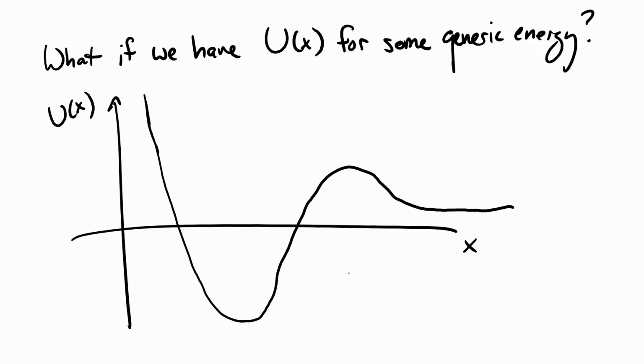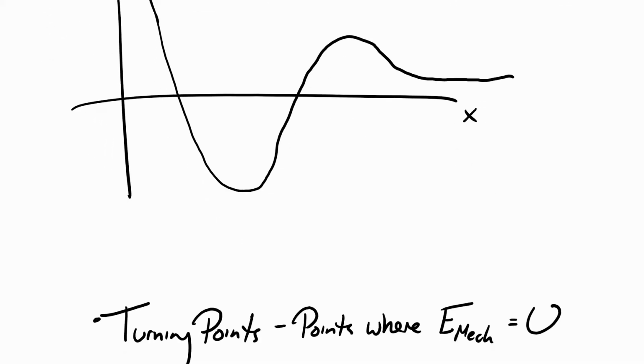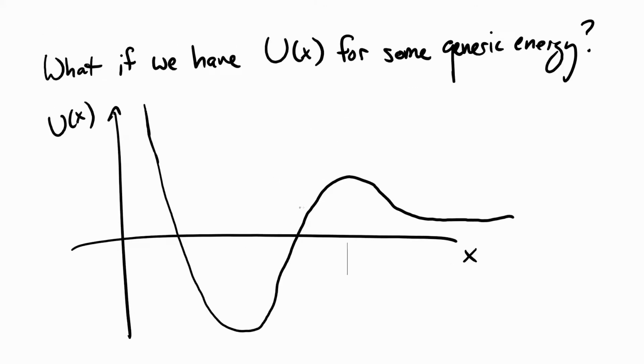So let's say we have this. There's a couple of things that are going to be interesting. One of them is going to be what we're going to call turning points, points where the mechanical energy is equal to the total energy. So let's say that I have an object and it has a total mechanical energy of this value. I don't know, maybe it's 1 joule or something. Whatever it is, just E.